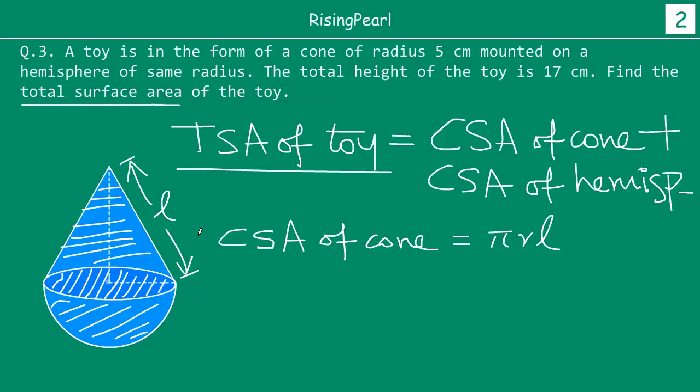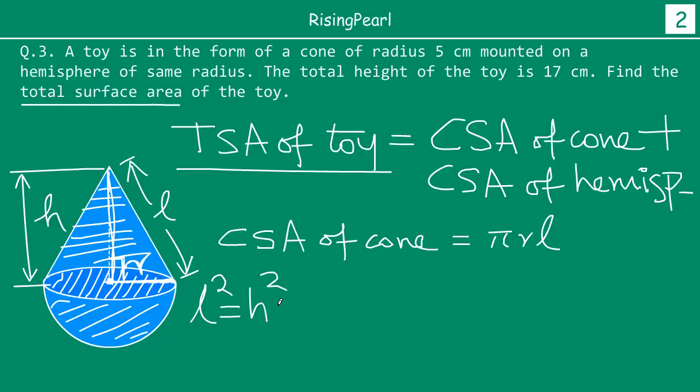This is L, right? And the height of the cone is h, which is from here to here. This is h, and the radius, which is over here, this is r. So we can think of this as a right triangle. So in other words, L square is equal to h square plus r square as per Pythagoras theorem.